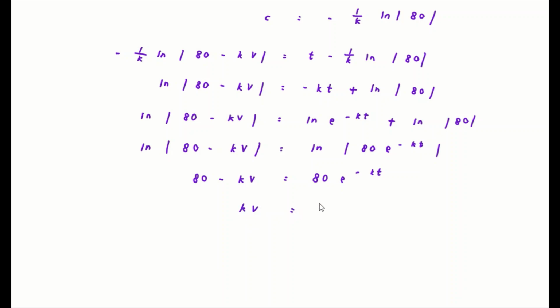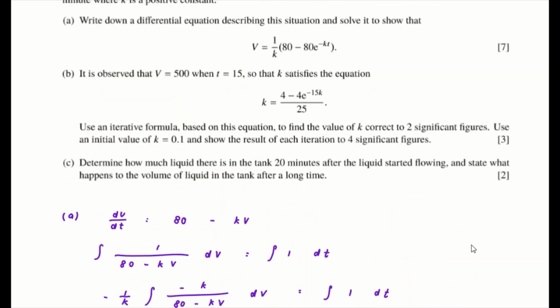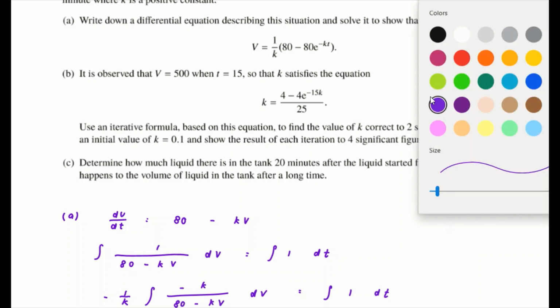So kv is equal to, group these two together, so 80 minus 80 e negative kt. So we have v is equal to 1 over k, so 80 minus 80 e negative kt. So that's the proof. Okay? Yeah, so that's basically the idea.